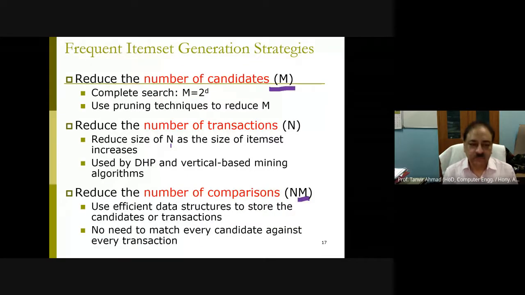Okay. Now, how to reduce the number of comparisons? I can use efficient data structures to store the candidates. I can use the hash-based technique. Some of you might know what the hashing technique is, and we'll discuss it here. You can use a good hashing method, and I don't need to match every candidate against every transaction. This is a very important observation. I don't need to match every candidate against every transaction.